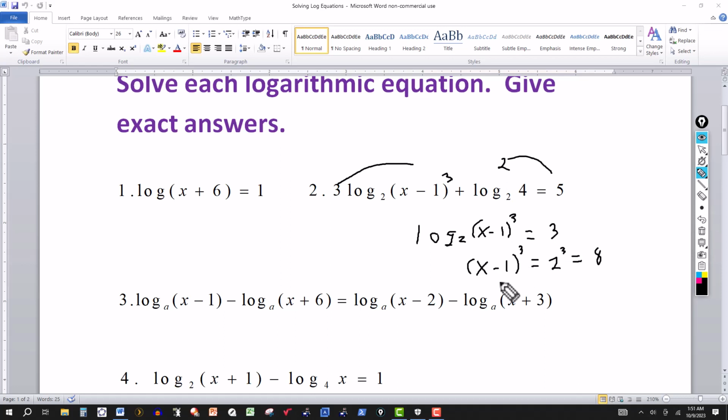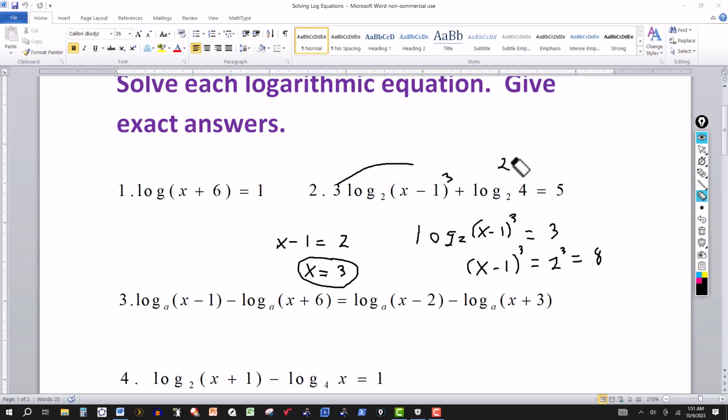So now you just solve this equation. I got (x minus 1) to the third equals 8. Take the cube root of both sides. So the cube root of this side will just give me x minus 1, and the cube root of 8 will just give me 2. Add 1 to both sides here. We get x equal to 3.